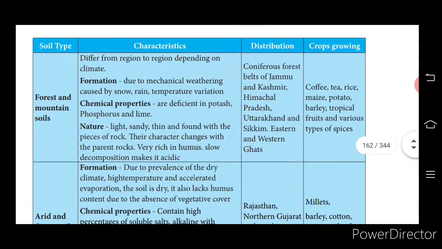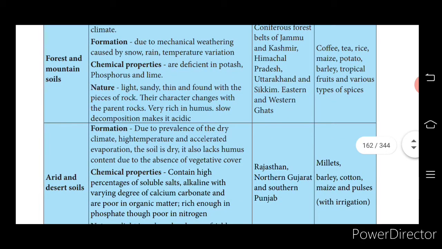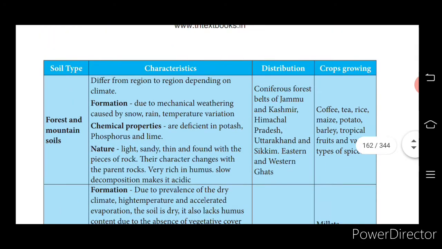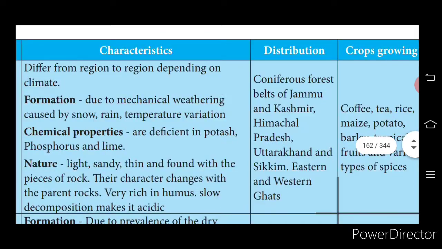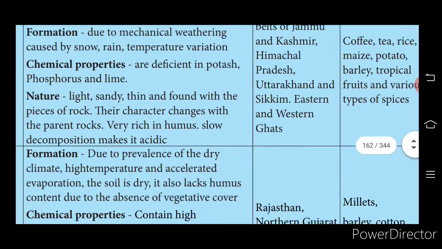Okay. Now coming to the forest and mountain soils. From the name itself, you can understand it is found in the forest and mountain areas. Due to the mechanical weathering caused by snow, rain, and temperature variation, it is deficient in potassium, phosphorus, and lime. Then it is very sandy, light, and thin. The distribution here is in the coniferous forest belts of Jammu and Kashmir, Himachal Pradesh, Uttarakhand, and Western Ghats. Very important crops are grown here, that is coffee, tea, rice, maize, potato, barley, tropical fruits, and various types of spices.